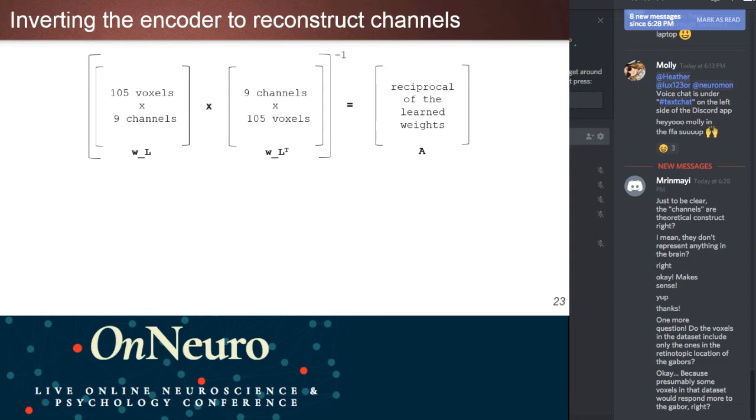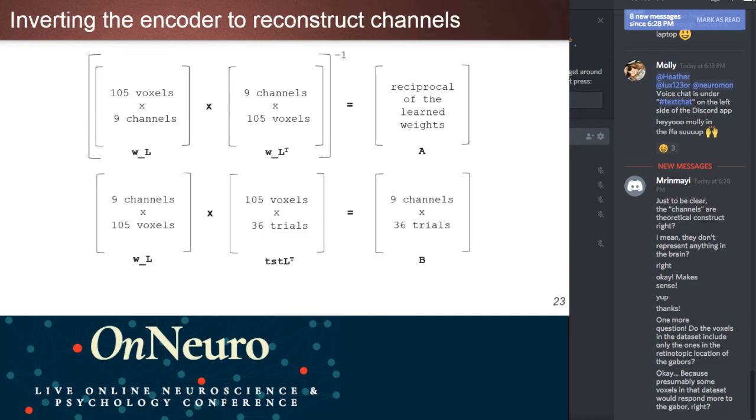And we are then going to multiply that by the following matrix that we compute using the test data. So we take the weighted matrix that we've created before, and we multiply that by the test data set. So the weighted matrix, 9 channels by 105 voxels, we multiply that by the test matrix, which is 105 voxels by 36 trials. If we multiply the two matrices together, we get a new matrix, which I'm calling B.